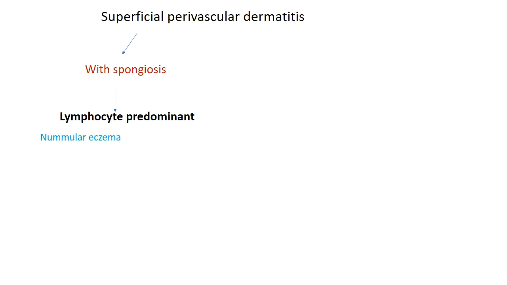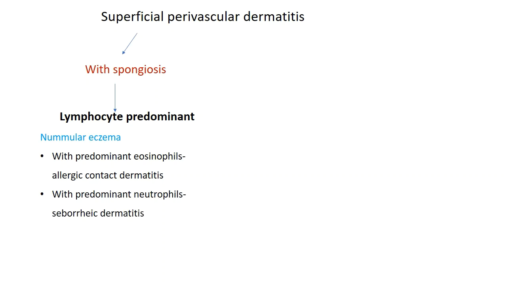Next is superficial perivascular dermatitis associated with spongiosis and lymphocyte predominant inflammation. Example is nummular eczema. If eosinophils are predominant, it is allergic contact dermatitis; if neutrophils are predominant, it favors seborrheic dermatitis. If plasma cells are predominant, it is secondary syphilis.